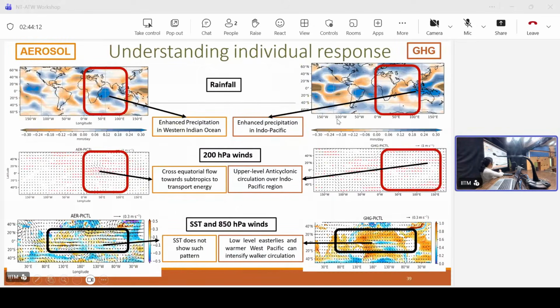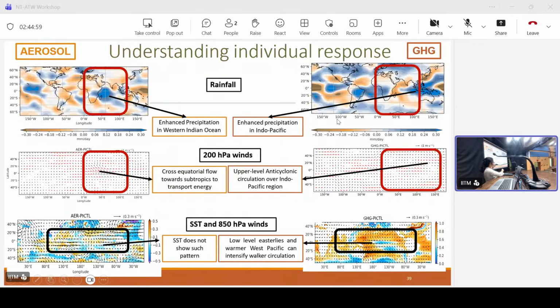Now, looking into the spatial plot, this is a comparison between the greenhouse gas and the aerosol experiment. So this side is the aerosol experiment and this is the GHG. Now look at the first plot, which is the precipitation. When we have only aerosols in the system, the present aerosols compared to the pre-industrial, there is intense enhanced precipitation over this western Indian Ocean, especially towards the southern sector. And when we look into the upper tropospheric winds, we find there is cross-equatorial transport. So the anticyclone gets stronger, which helps in cross-equatorial transport of energy. And coming down to the surface, the aerosols do not have much impact on the SST gradients.